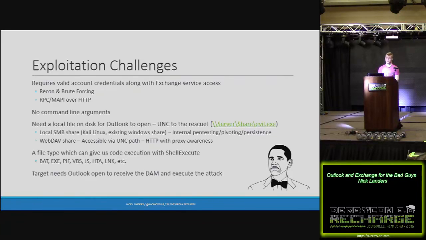This is talked about a lot: BAT, EXE, PIFs, VBSs, HTAs, LNKs. Any file where we double click on it, we can get some sort of arbitrary action with it. And then the target needs to have Outlook open. That's hopefully one of the simplest requirements for this attack. A lot of business people have Outlook open all the time. But we have had instances where we try and attack at 8 o'clock in the morning, it doesn't work. We come back 6 hours later and it does because they opened Outlook sometime between the morning and the afternoon.